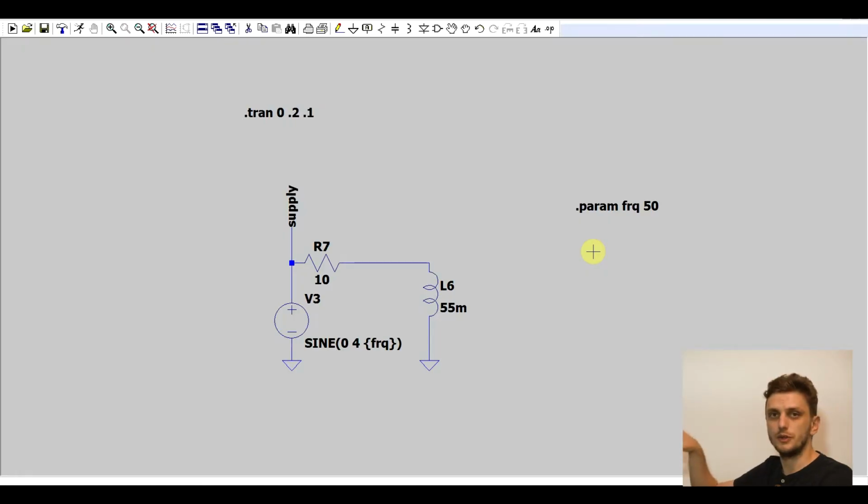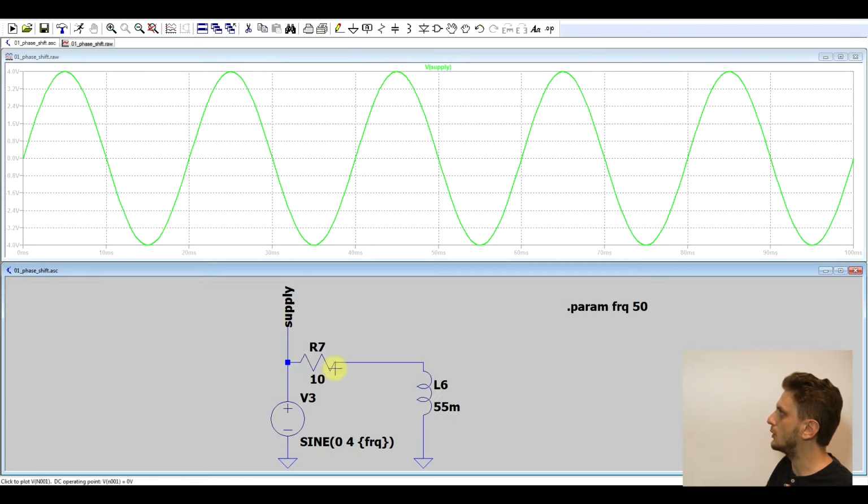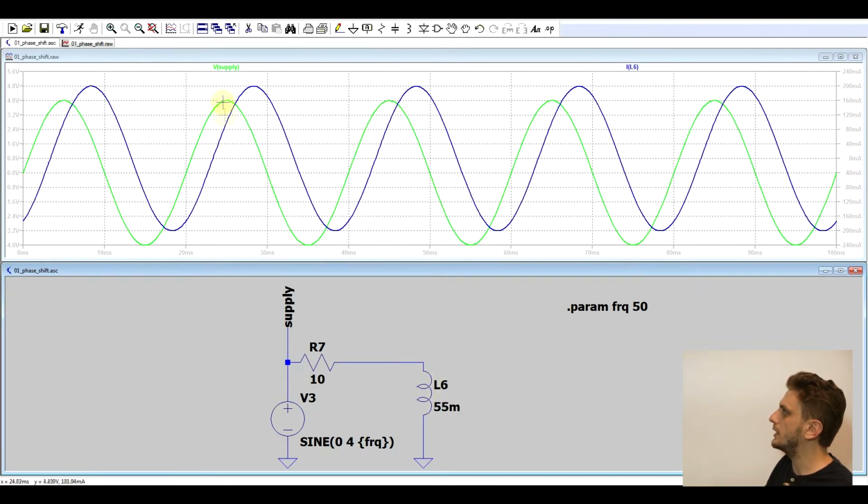So we can start off with this really simple circuit that will mimic what we just saw practically. So I've got my 4 volt sine wave running at a frequency of 50 Hz, in series with a 10 ohm load and a 55 millihenry inductor. So this was roughly the inductance of the transformer I was using. Now if we run this, we see our supply voltage and that we do get our phase shift.